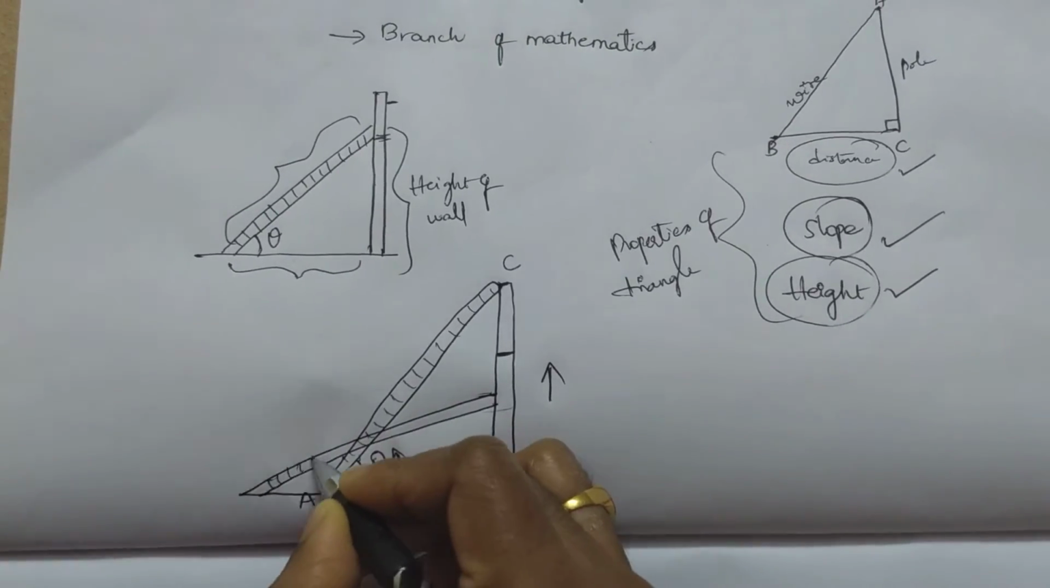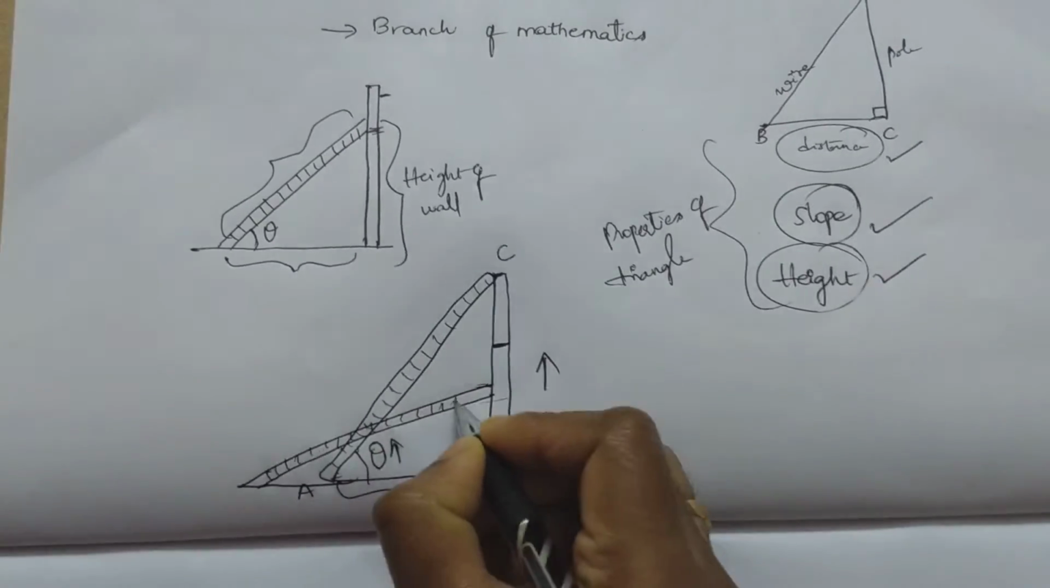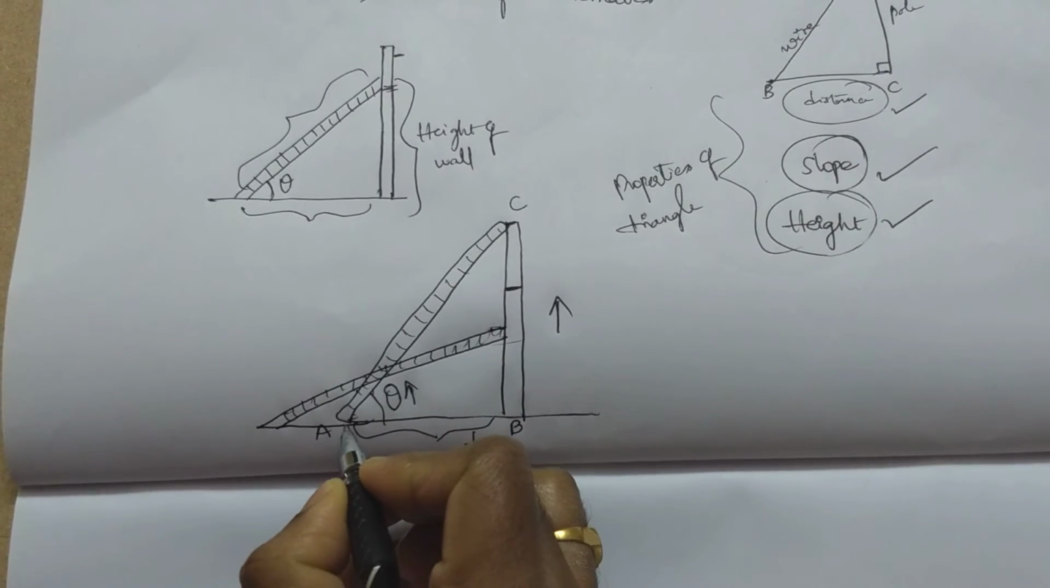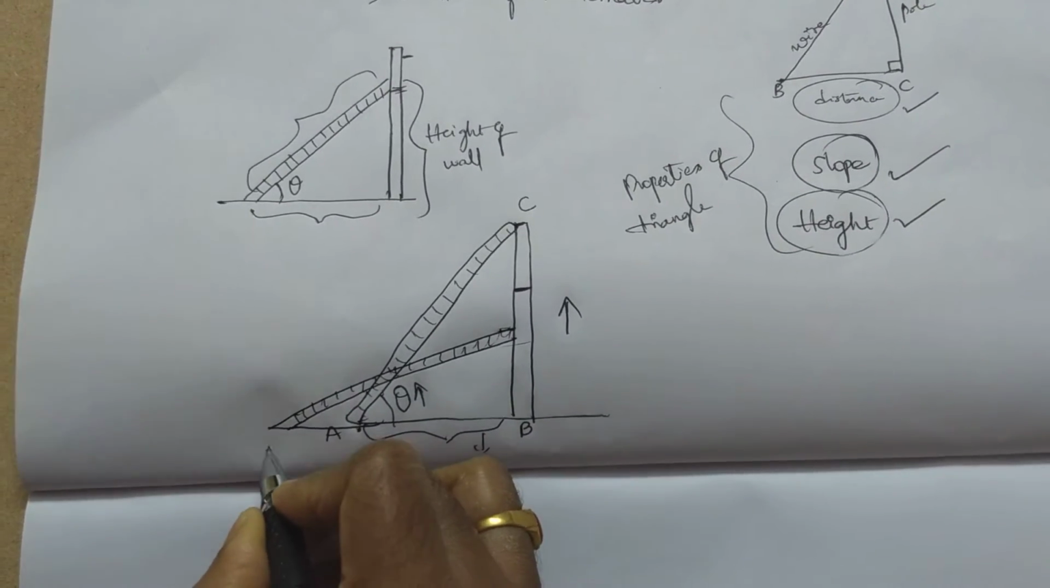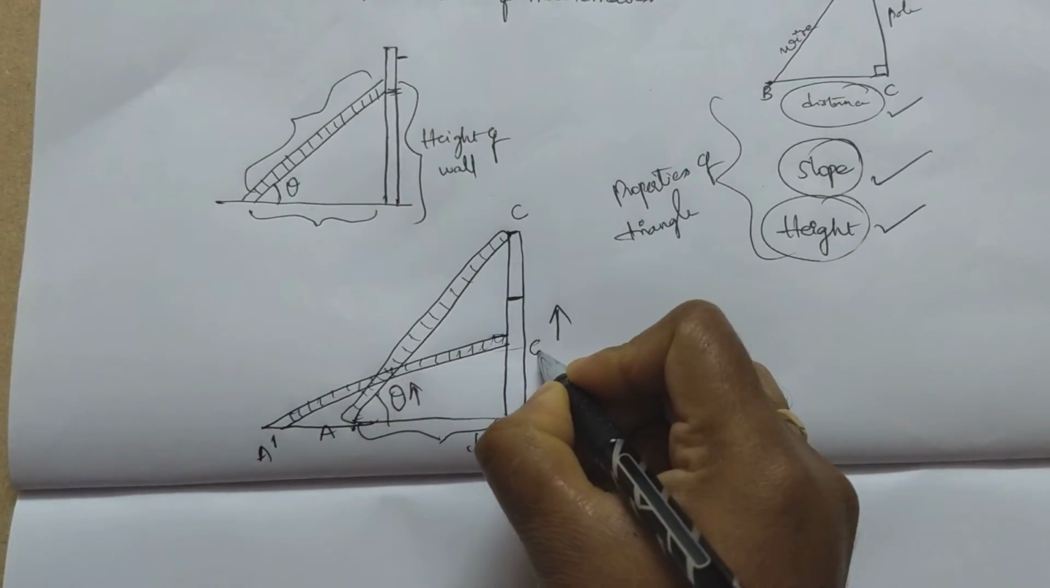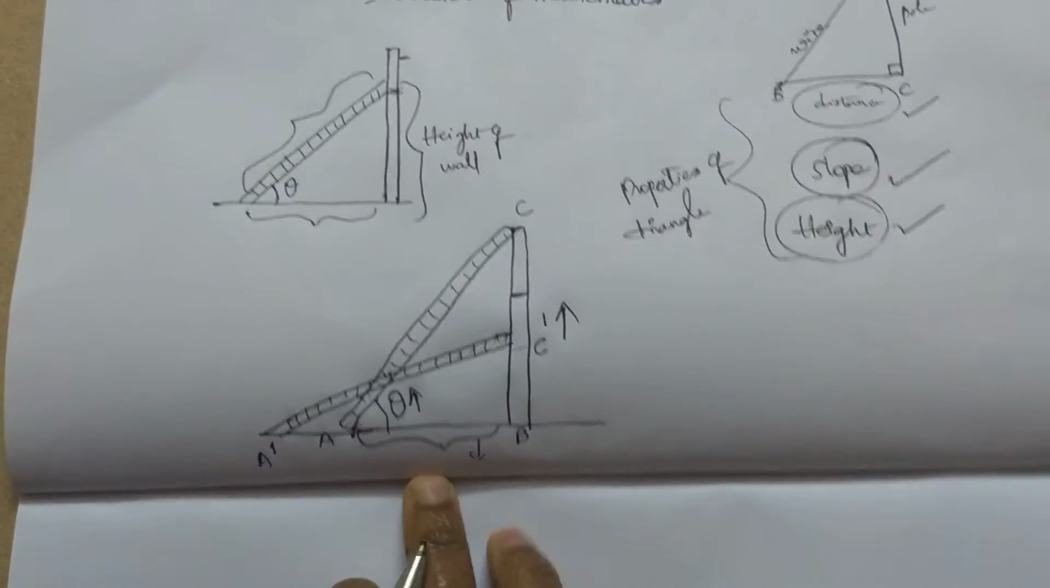Correct? It has to be placed like this. So here what will I do? I will consider this point you have taken as A. Here put this as A dash, and here the height is at a lower point, right? I am putting it as C dash.